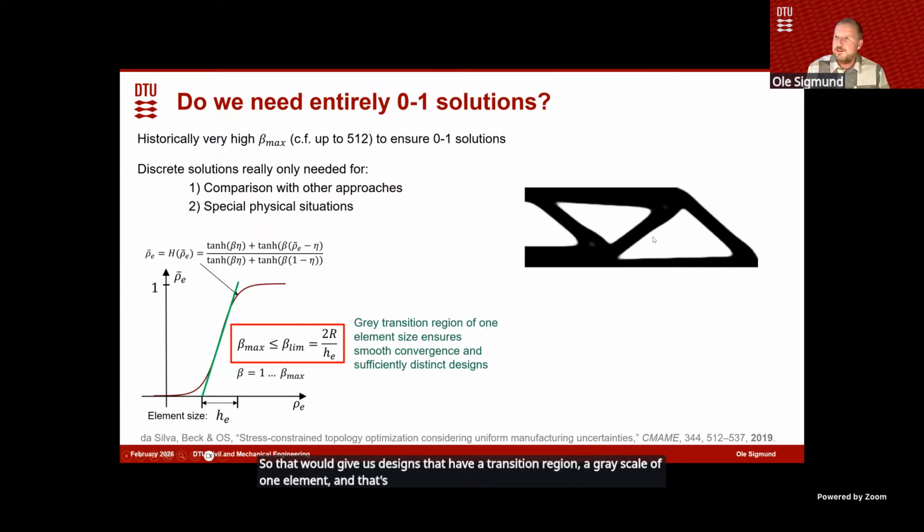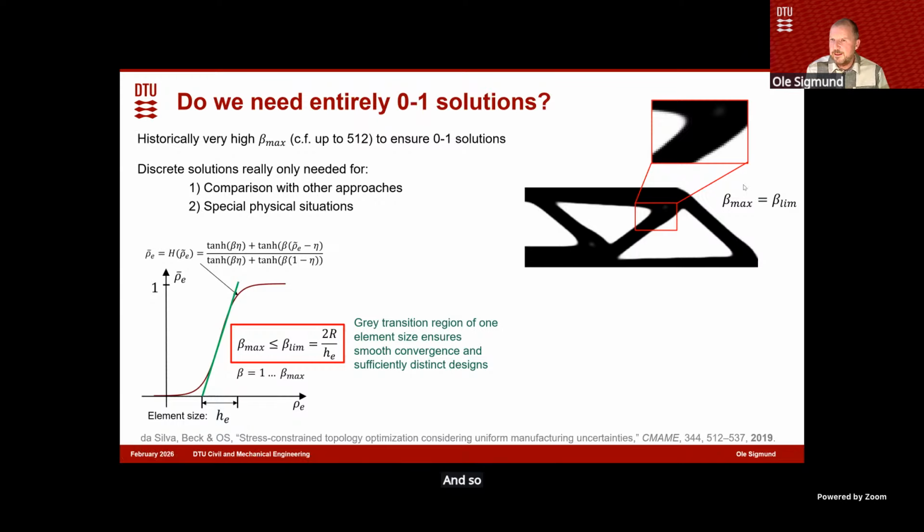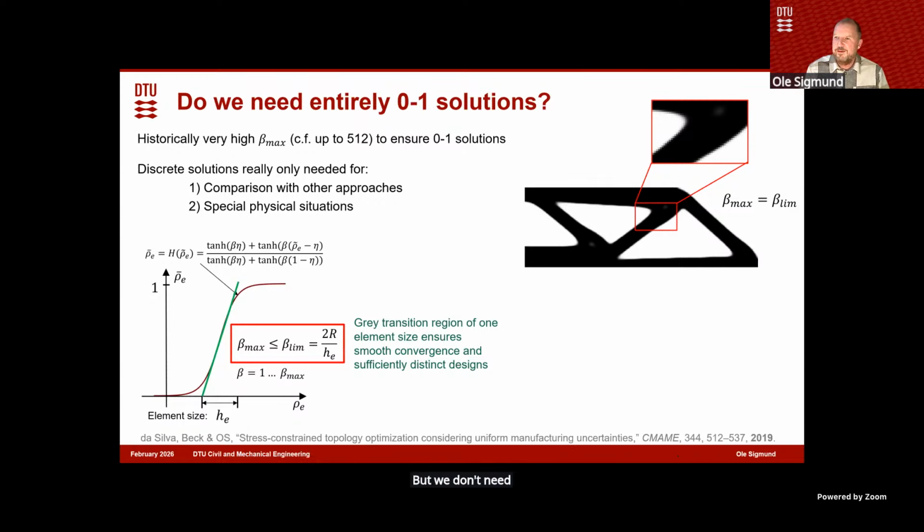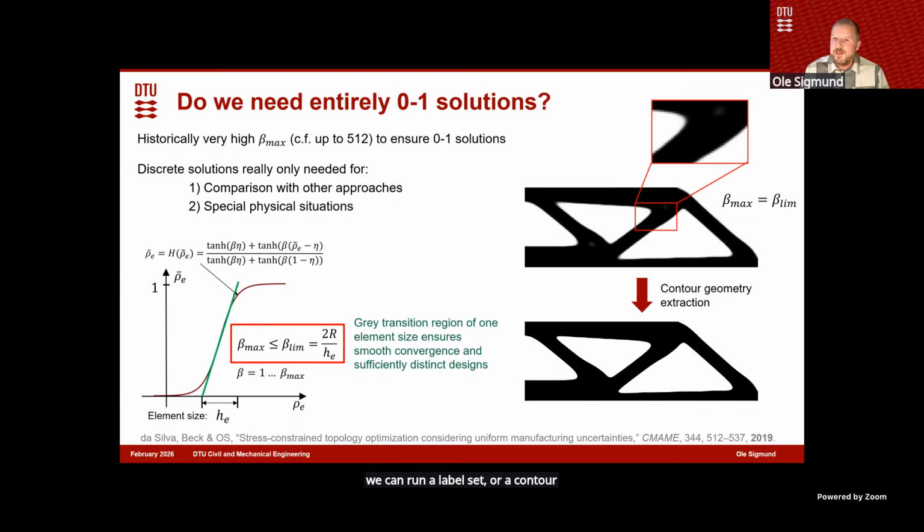And that's exactly what I used over here. If we make an enlargement, we will see here we have a bit of grayscale, and that ensures that we converge very well. It's still a smooth convergence for the larger beta values, but we don't need to go further than that. The other nice byproduct is that if we want to actually extract the geometry, we can run a level set or a contour plot and extract the topology from that and get very smooth surfaces. So that's a general recommendation I'm giving to people these days: don't use beta larger than 2R over HE.